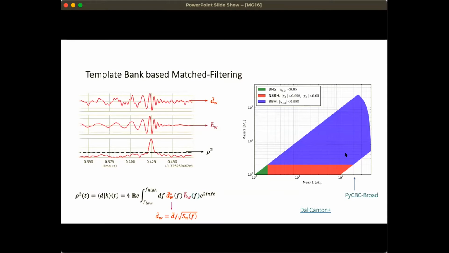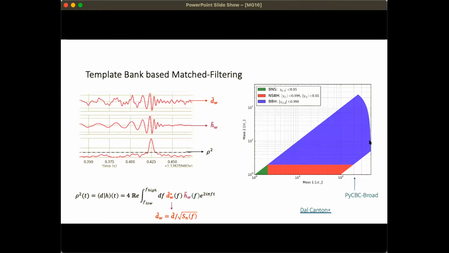This plot here shows one such template bank in the component mass space, and it was used by PyCBC Broad to look for gravitational wave signals ranging from binary neutron stars all the way up to intermediate mass ratio inspirals in the third observing run. In fact, this is the search which reported the false alarm rate of 1 in 1 year for GW190521.